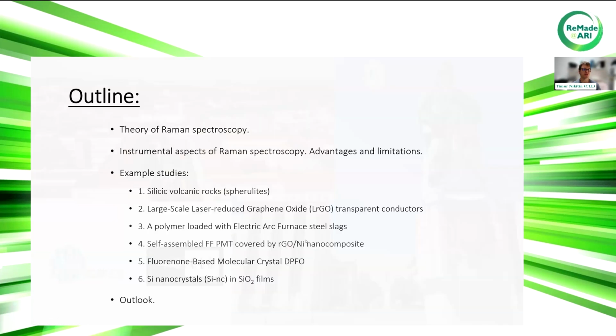So let's start. This is the outline of my talk. First, I'll give you a little bit of theory, the fundamentals of Raman spectroscopy. Then we also touch on instrumental aspects of Raman spectroscopy, its advantages and limitations. And then I'll give you a few example studies, practical applications of Raman spectroscopy. And then hopefully by the end of the talk, we will be able to answer the question of whether Raman spectroscopy can be useful for research in the field of circular economy.